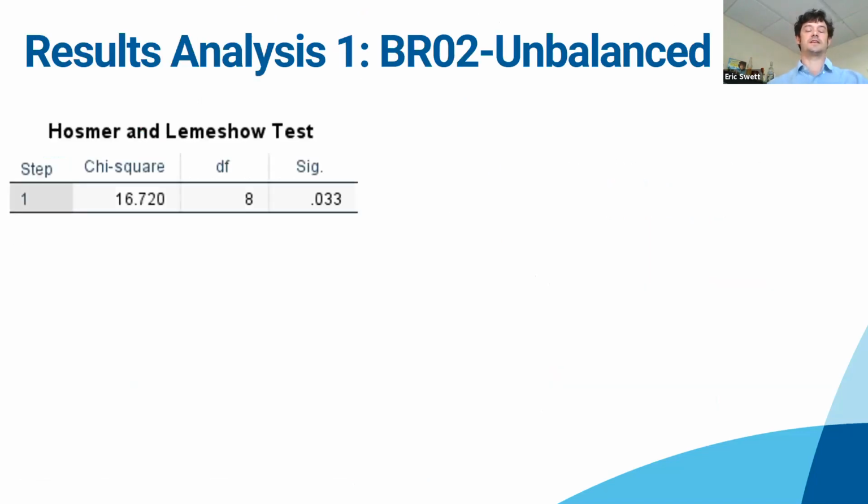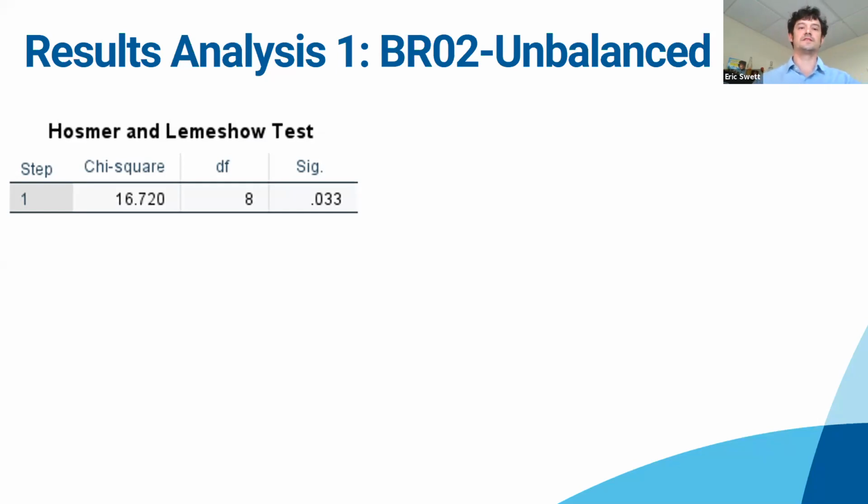SPSS gives a lot of information in the results. I'm going to briefly touch on three of the outputs for each of these analyses to walk through the significance of the model. One of the first values the software will spit out is a Hosmer and Lemeshow test, which basically tests the statistical significance of the model itself.